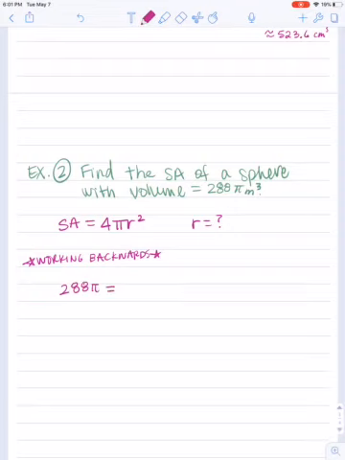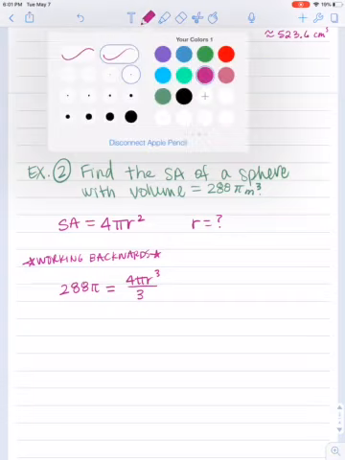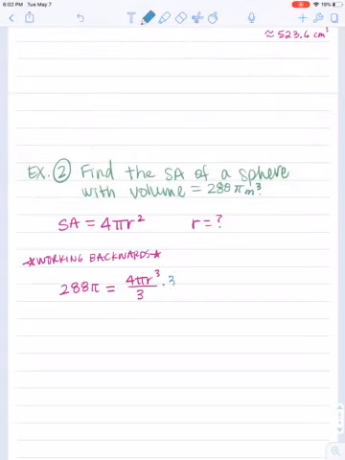Okay, so we're going to take the volume, 288 pi, and we're going to set that equal to the formula for the volume of a sphere, which is 4 pi r cubed over 3. Now, whenever we have fractions, we want to try to eliminate those fractions. It's easier to work with if it's not a fraction. So we have to multiply both sides by the denominator. So we're going to be doing 288 multiplied by 3, so it cancels it out on the right-hand side. 288 times 3 is 864 pi. And then I'm left with 4 pi r cubed.